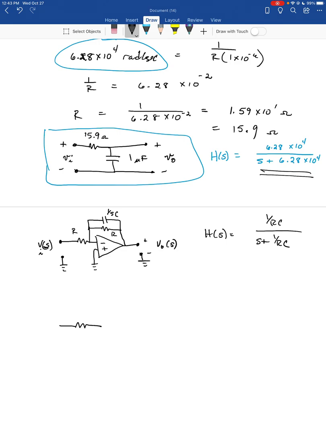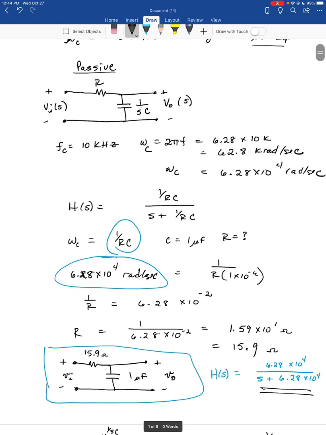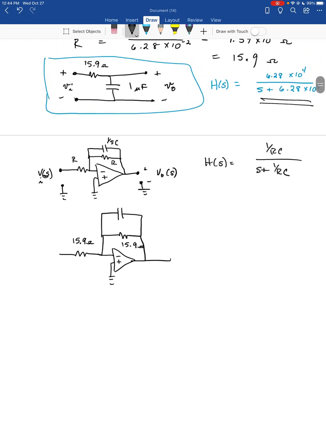So if we want to show our final design, R was 15.9 ohms. So we will set the input resistance to 15.9 because we want a gain of 1. We also want the feedback resistor to be 15.9. And the capacitor is also, what were we, 1 microfarad? Yes. The capacitor is also 1 microfarad. Here is your Vin. Here is your V out.